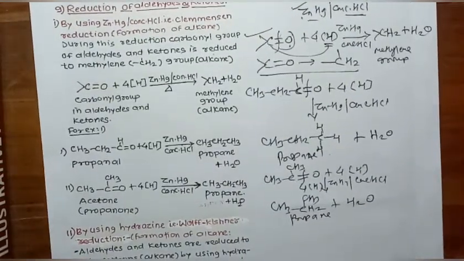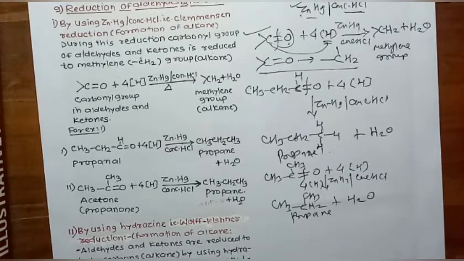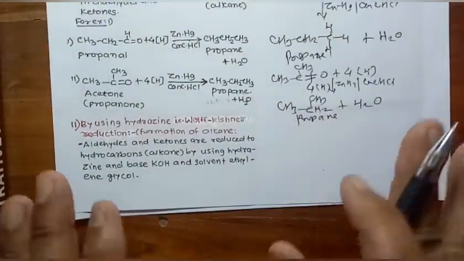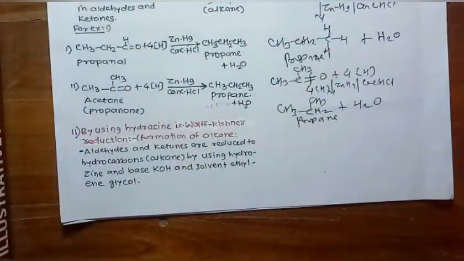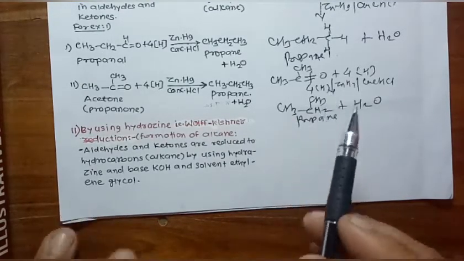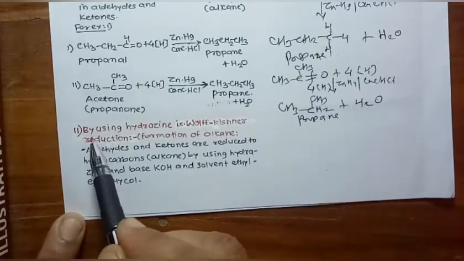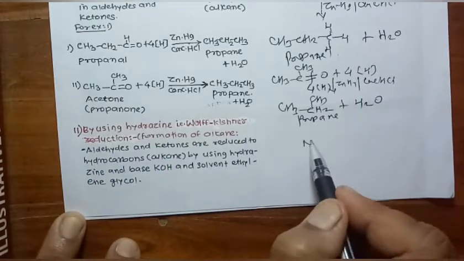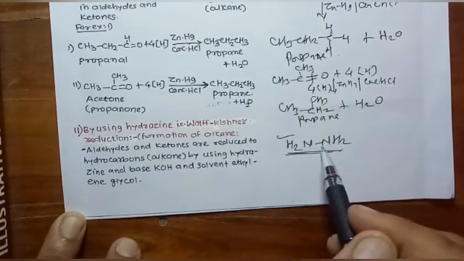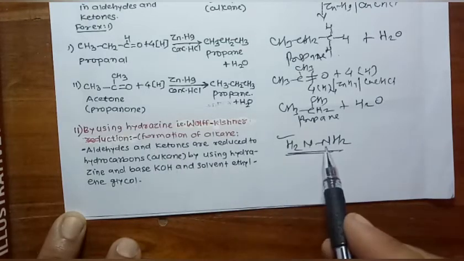Now another reduction, using hydrazine, is known as Wolff-Kishner reduction. Here the product obtained in the Wolff-Kishner reduction is the same as that of Clemmensen reduction, but the reducing agent is different. Here we use hydrazine, and we know the formula of hydrazine, NH2. This reduction takes place in two steps.